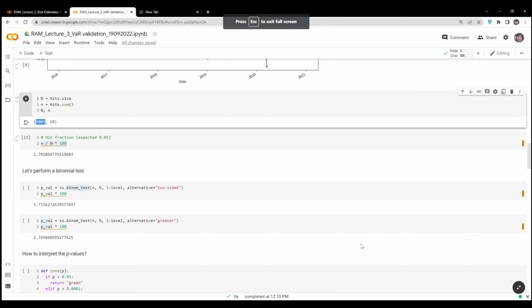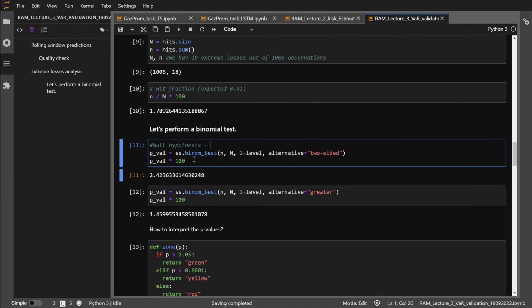And this null hypothesis actually conceptualizes the idea that my model produces correct numbers for VAR. So it produces correct and precise estimates of value at risk. Okay.